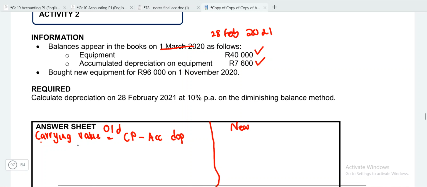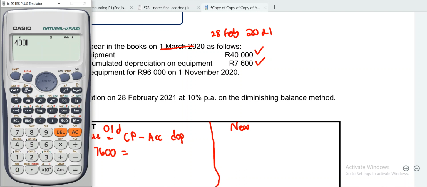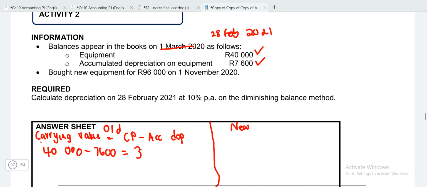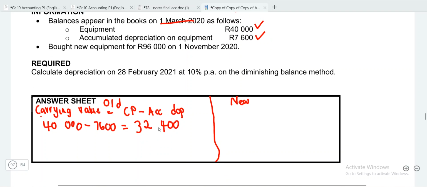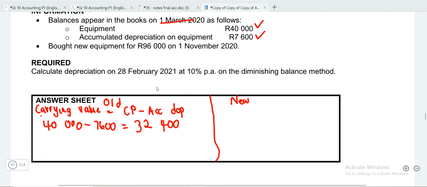So now we are going to say 40,000 subtract 7,600, and it's going to give us our carrying value. That carrying value that we get is where we are going to calculate our depreciation. So 40,000 minus 7,600 gives us 32,400. So our answer here is 32,400. Very important that we make sure that we understand this. Okay, now we got the carrying value. Once we have the carrying value, then we can go and calculate the depreciation.